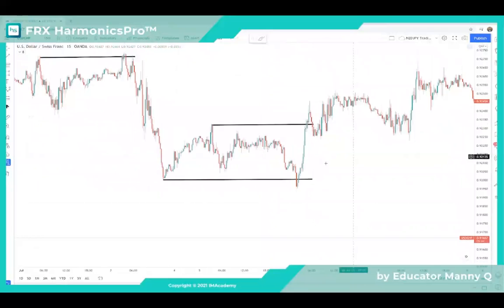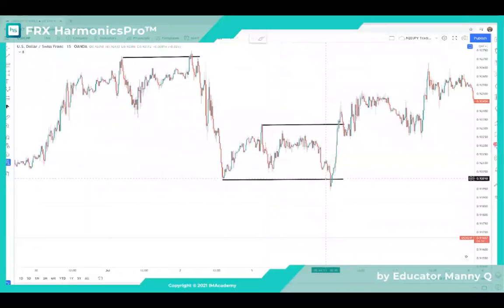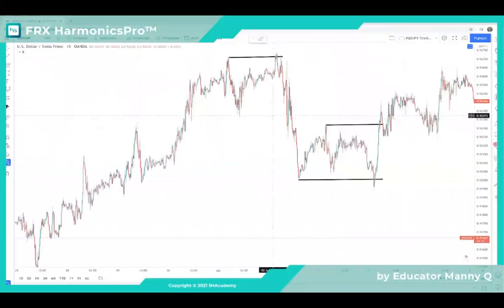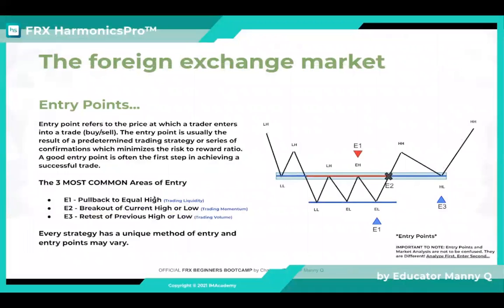All righty. So that's the difference of identifying equal highs and equal lows. You want to see the market stop and reverse at that area, begin to accumulate, or look for other factors to determine an equal high, equal low pullback. All righty. Now, an E2 is a breakout of the current high or low. This is known as the break. This is known as the breakout. Okay, so the breakout of the current high or low, and this is where you are essentially trading momentum in the market.